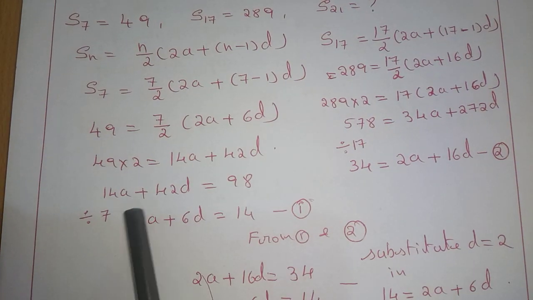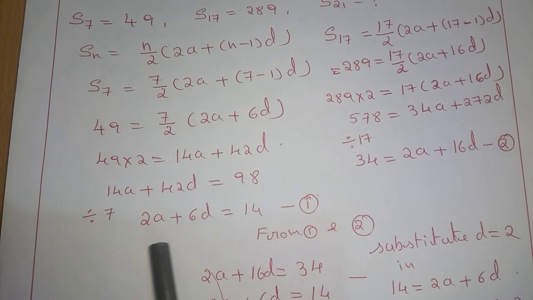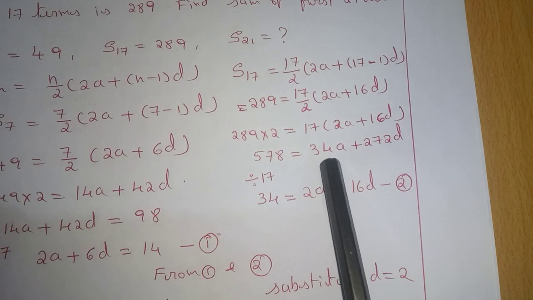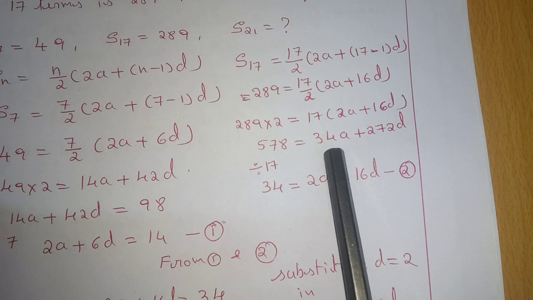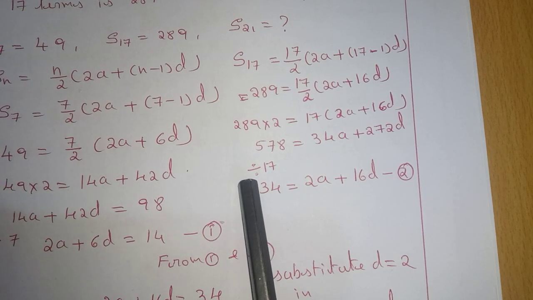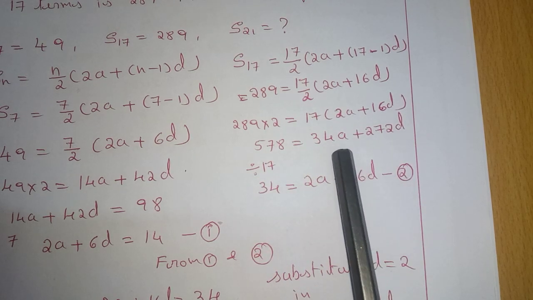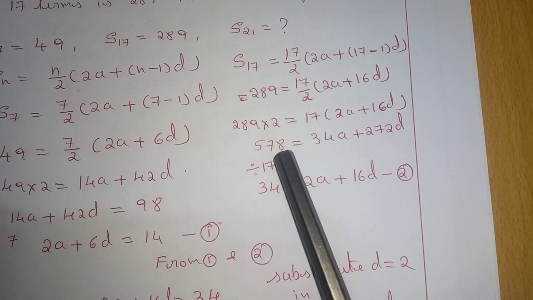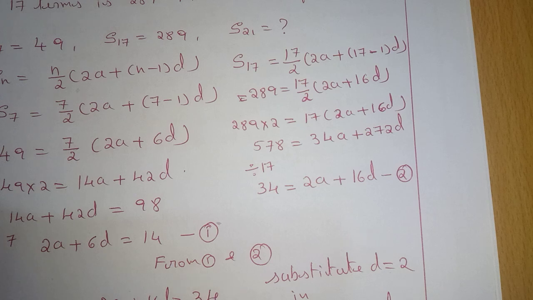Here, first term is 2a. Can you see? In the first equation, 2a plus 6d is equal to 14. 34 should become 2a. So 2 how much is 34? 2 17s are 34. Throughout the equation, let us divide by 17. If you divide by 34, you will get a plus something d. Then you can simplify by using equation 1 and 2. That way also you can do.